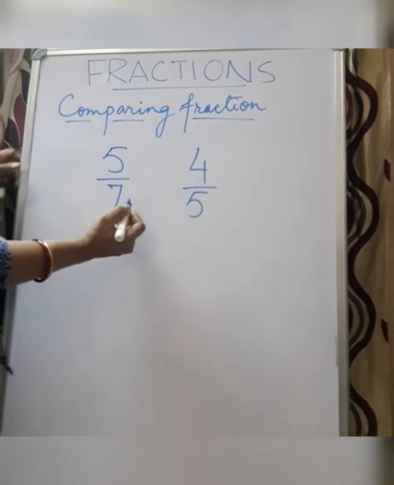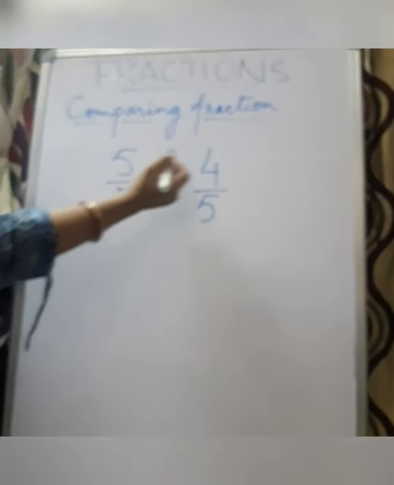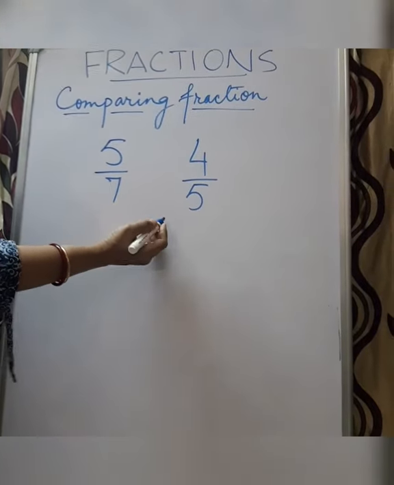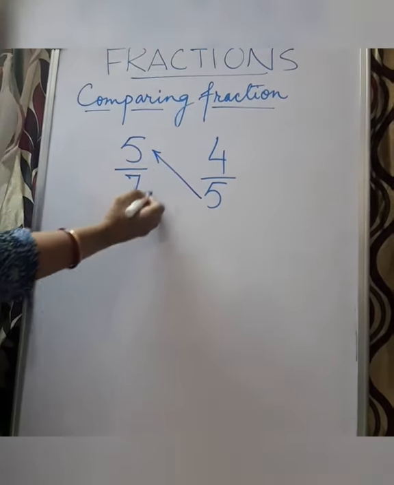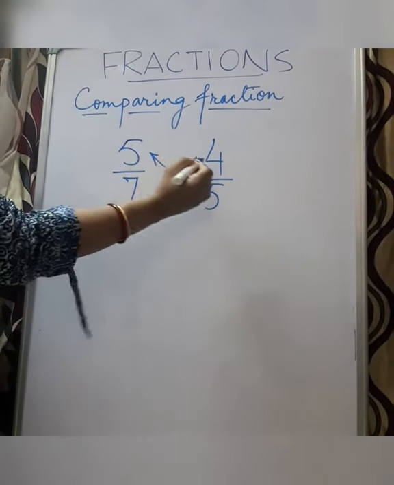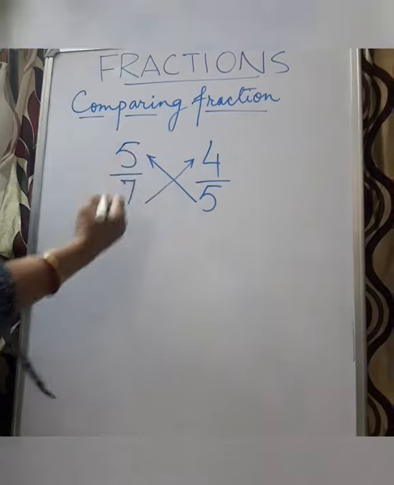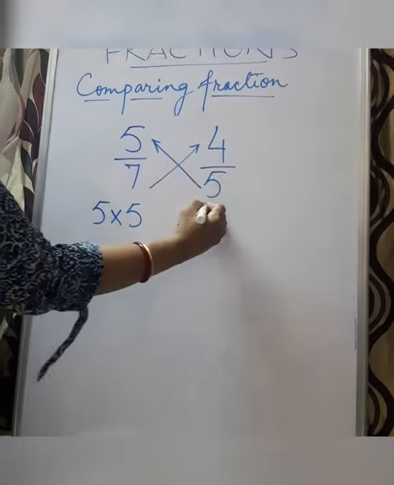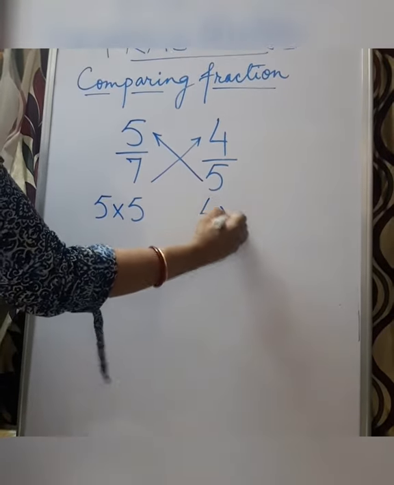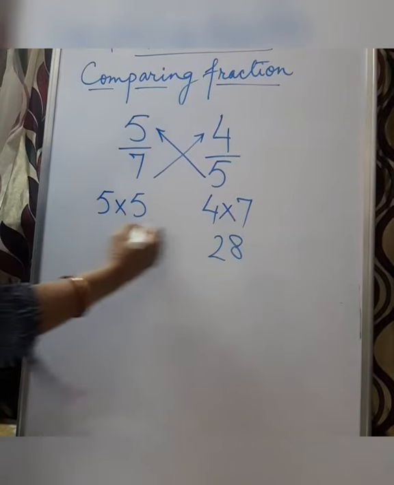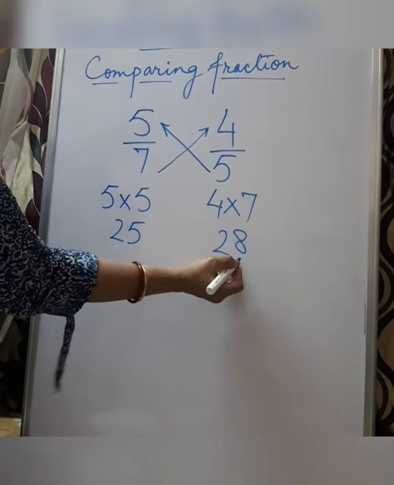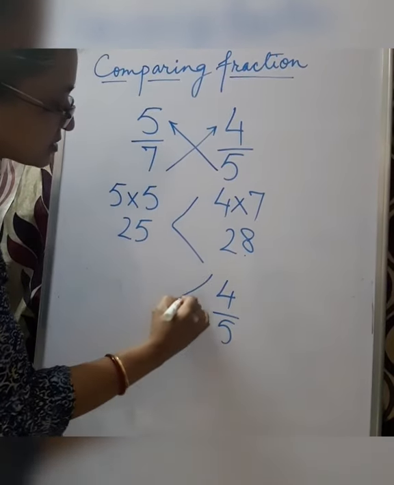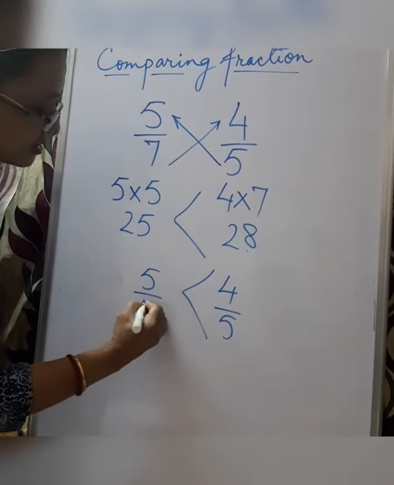For comparing these kinds of fractions where neither the numerators nor the denominators are the same, what we do is we cross multiply. So this 5 will come here and this 4 will go there. Numerators will not change their position. So this 5 is coming over here, this 4 is here and this 7 will be going there. So this is 28 and this is 25. So when this is bigger, this fraction 4 by 5 is greater and 5 by 7 is less than 4 by 5.